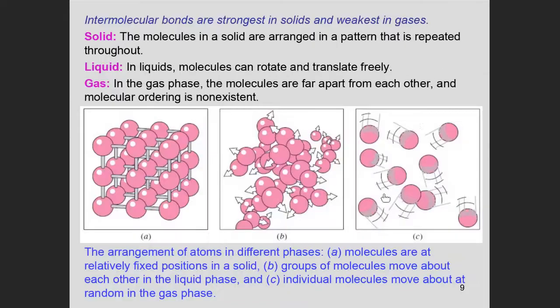A better way to visualize solids, liquids, and gases is based on this picture here. As you can see, the intermolecular forces in solids are very strong. That is why you will see the solid keeping its shape. The intermolecular forces in liquids are generally slightly weaker, and therefore, although it does not expand, it does not keep its shape. If you put water in a glass, it will take the shape of the glass. If you put it in a square container, it will fill the square container.